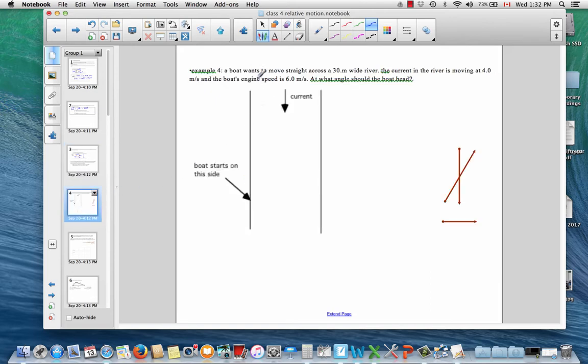So here, let's try an example. I'll give you a sec to read it, and then you should try drawing the diagram. See what you think it's going to look like. Here, your boat's starting here. Here are the banks of the river, and there's the current. So try drawing the diagram. Then we'll check together.